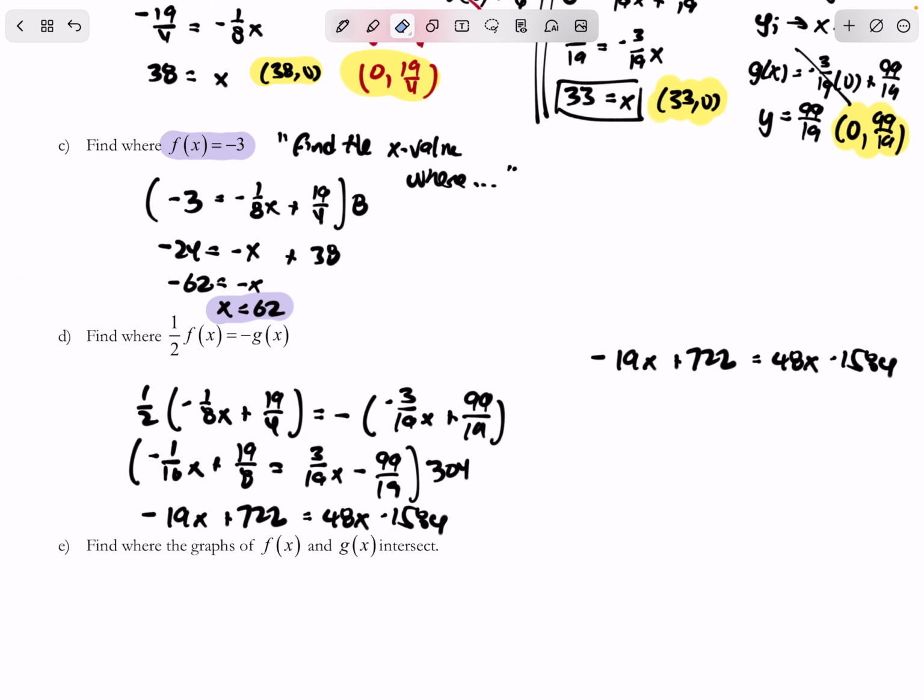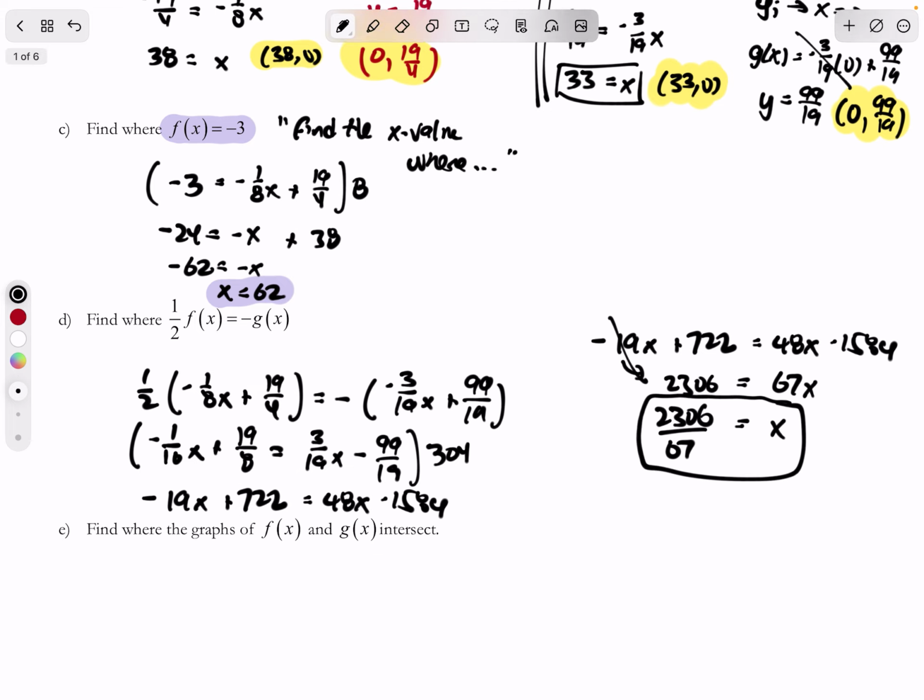All right, so now we can gather our x's together. I'm going to add 19x to both sides and get 67x. I'm going to add 1584 and get, I think that's 2306. So x is 2306 over 67.